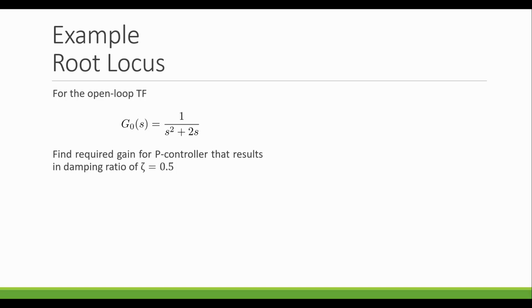So first, we've already selected the controller. We need to do that up front. For this example, we're going to use the P controller like we were using before. And we want, on the performance side, the closed loop transfer function to have a damping ratio of 0.5.